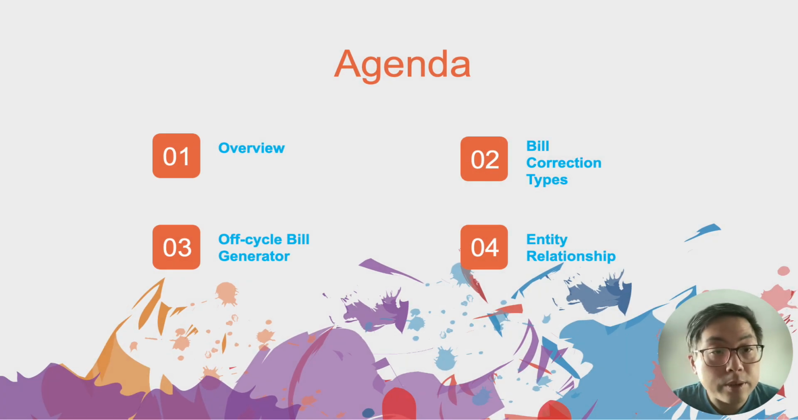We break that down to four sections: overview, and then different types of bill correction. I will talk about the off-cycle bill generator, and also at last, again, we're going to have a look at the entity relationships.